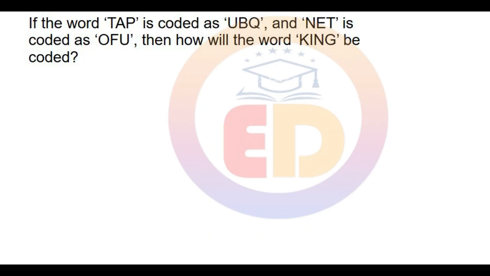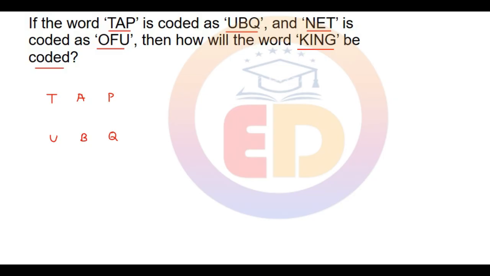Another pattern based on letter coding. The word TAP is coded as UBQ and NET is coded as OFU. Then how will the word KING be coded? Now to understand these questions, first write down the words below each other and the code. Now let's understand this pattern.